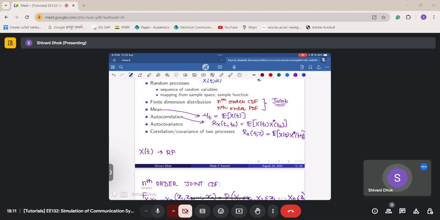Then you have another concept that is known as autocovariance. So this autocovariance is simply the expectation of x of t minus mu of t into x of t plus tau minus mu of t plus tau conjugate, and this we can write as Cx of t, tau.